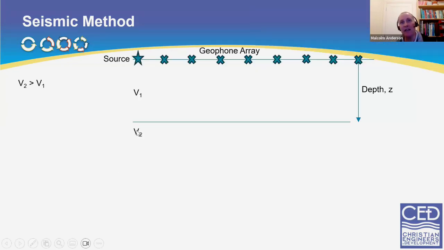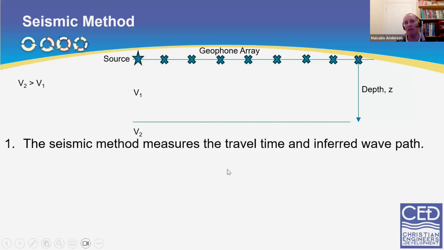Nonetheless, let's have a look and see how it works. So if you have a source here, you then lay out a series of geophones, and the first of those geophones will actually be a trigger which will tell the instrument to start the measurements from the geophone array. Essentially, what you're doing is measuring the travel time along the inferred wave path, and that gives you a velocity. And you've got two layers here, velocity 1 and a more dense layer with velocity 2. And we're going to measure the depth.